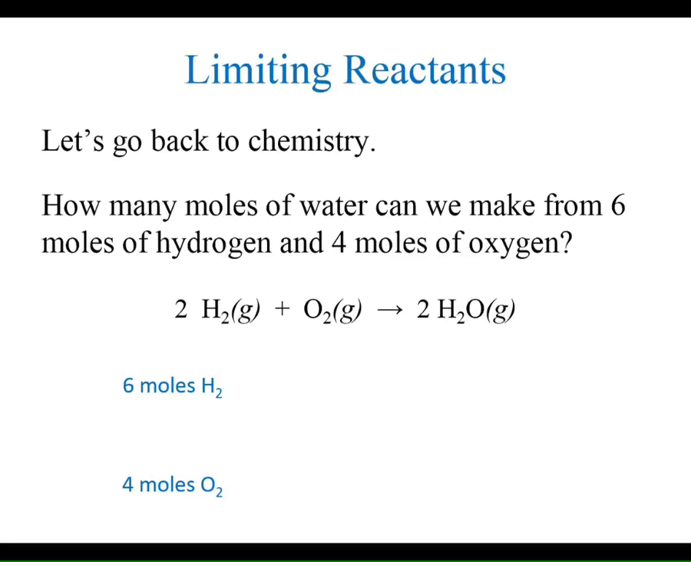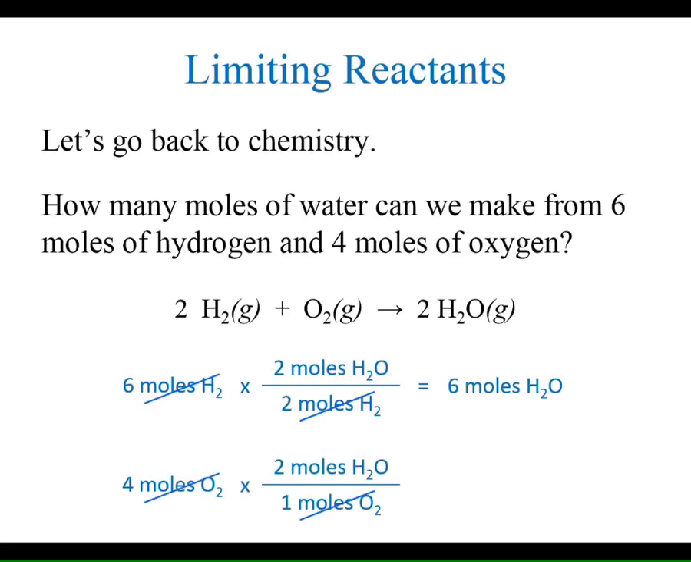So for every 2 hydrogens, I can make 2 waters, right? So that means I could make how many waters altogether? 6 times 2 divided by 2? 6. Okay. How about 4 oxygens? Well, for every 1 oxygen, I can make 2 waters, right? So how many waters could I make? 8. So, I'll let you finish writing that down, then I'll talk about it.